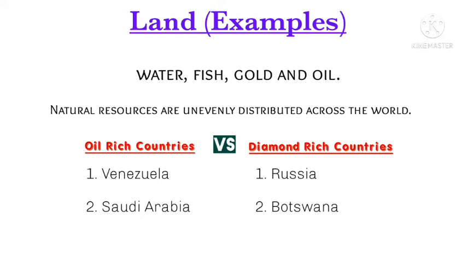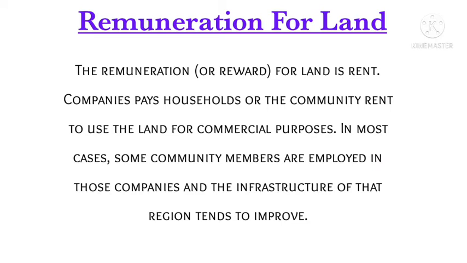One of the characteristics of natural resources is that they are unevenly distributed across the world. While countries such as Venezuela and Saudi Arabia are rich in oil, other countries such as Russia and Botswana are rich in diamonds. The remuneration, that is to say, payment or reward for natural resources, is rent. In everyday language, rent refers to the amount of money that is paid to use someone's property or equipment for a given period of time.